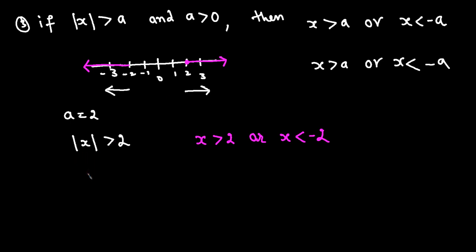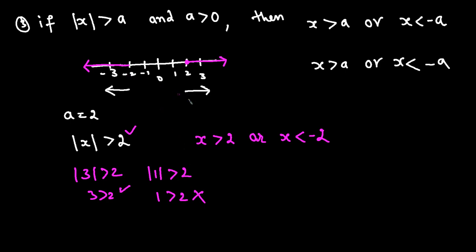If I plug in x is equal to 3 here, the absolute value of 3 is greater than 2, and that's right. If I plug in 1 here, that gives me 1 greater than 2. Is it true? No, it's not. So 1 is not the solution. The number needs to be greater than 2 for the solution of this inequality.